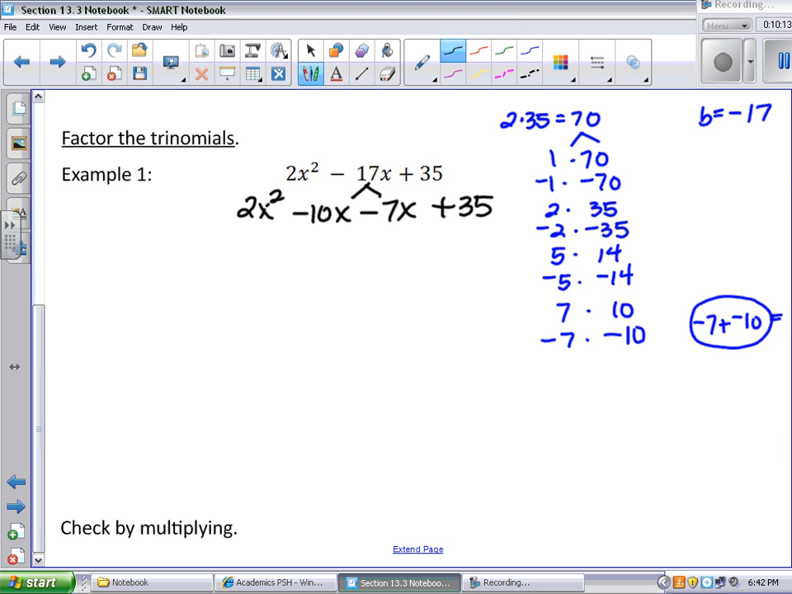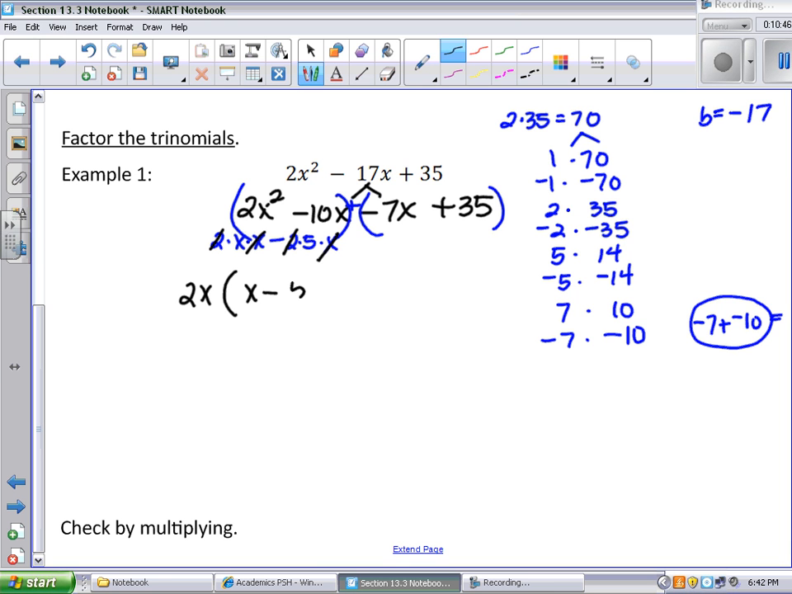Now I have 4 terms. I can use the method of grouping to factor. Group the first 2 together. We always want a plus in between our groups. Group the last 2 together. Factor each group. 2x squared is 2 times x. Minus 10x is 2 times 5 times x. They have a common factor of 2 and a common factor of x. And in parentheses, what's left?